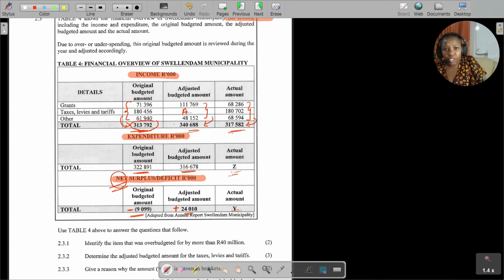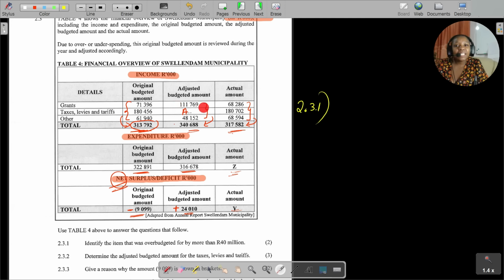So let's have a look at question 2.3.1. It says identify the item that was over budgeted for by more than 40 million. So let's now look. Here we've got different items. We've got the grant. The original budget amount for the grants was 71,396,000. Remember, there are extra zeros there. That's the amount that was budgeted. But then they had to adjust the budgeted amount. Do you see that it increased?